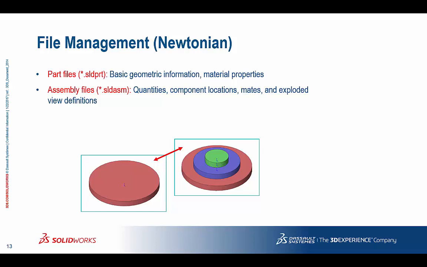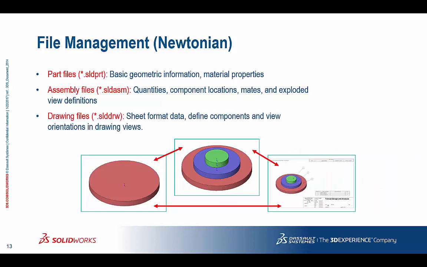So you need that two-way connection between the assembly and the part file. The third leg of this tripod is the drawing file. So the drawing file doesn't have any of that information we just talked about. The drawing file just has the sheet format data, and it also defines the components and the view orientations of the various drawing views. To get the actual geometry, it has to go all the way back to the part file and the assembly files to get the relationships between those components.